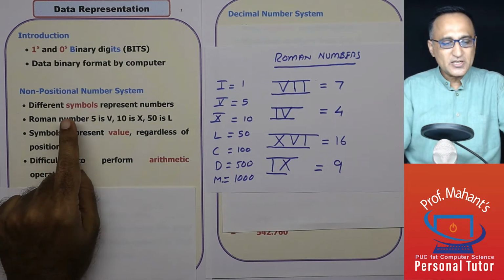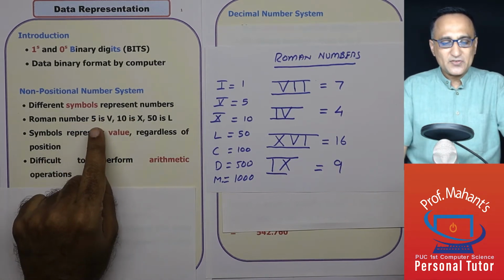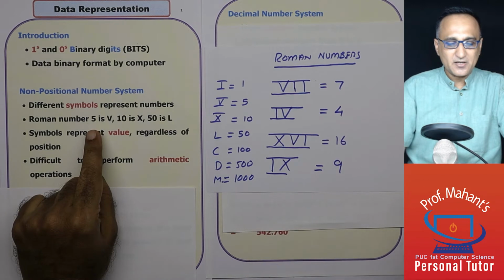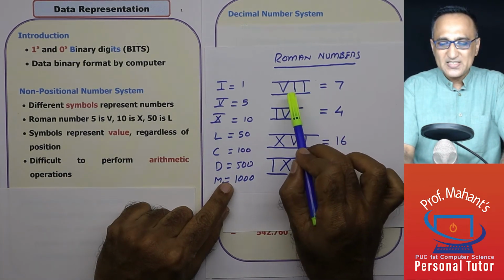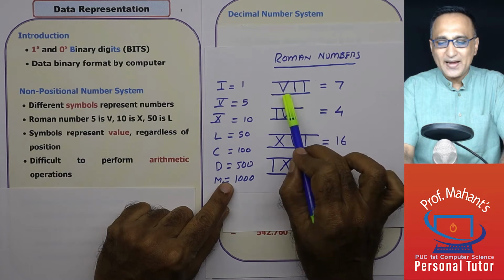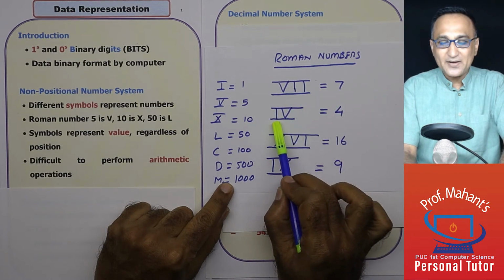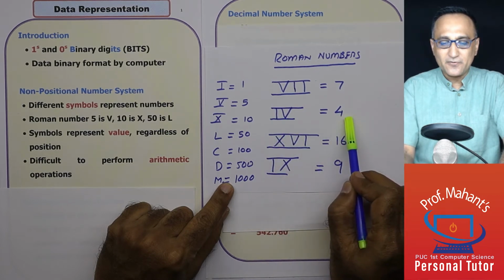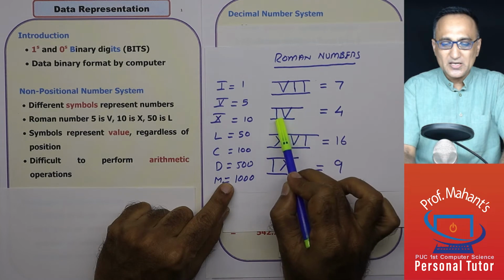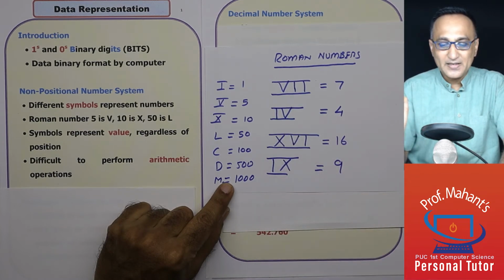In a non-positional number system like the Roman numbers, different symbols are used to represent numbers. Here, if you see, this is 1, this is 1. But since it occurs on the right side, you add 2 to 5, so it becomes 7. But when 1 comes on the left side, you subtract 1 from this 5, therefore it becomes 4. But here also it was 1, here also it was 1. The position really did not affect the value of that number.